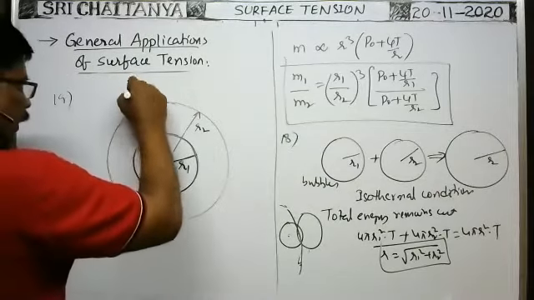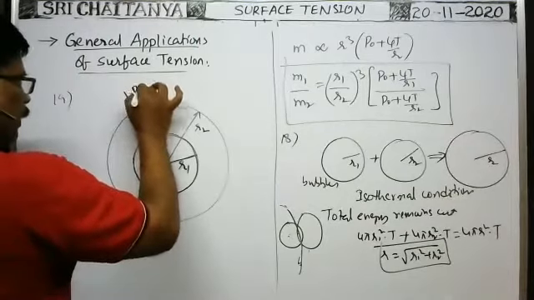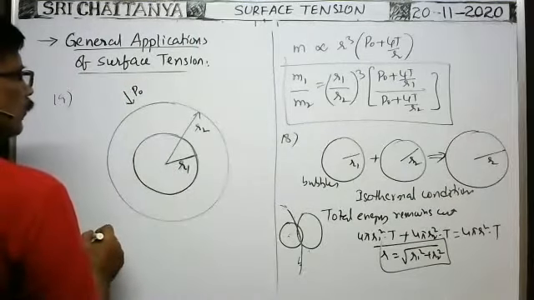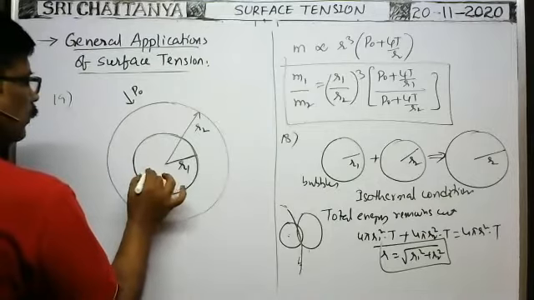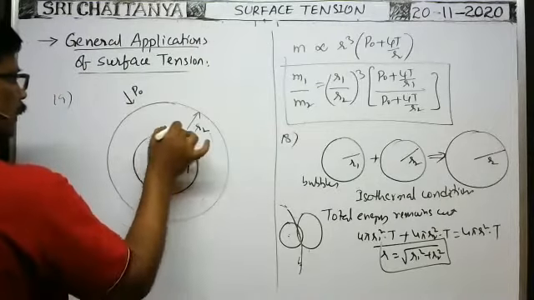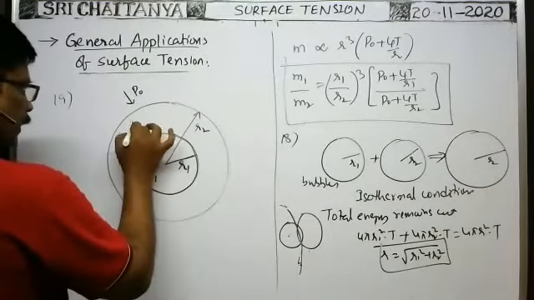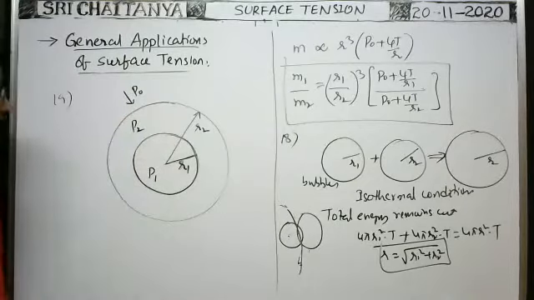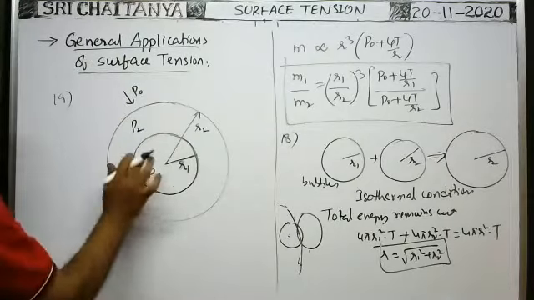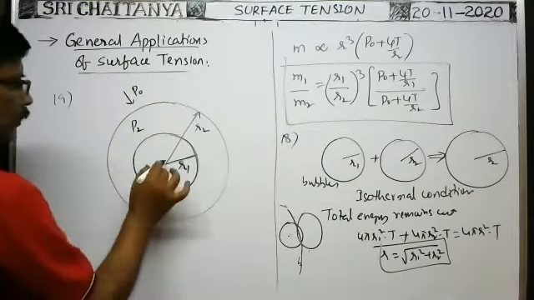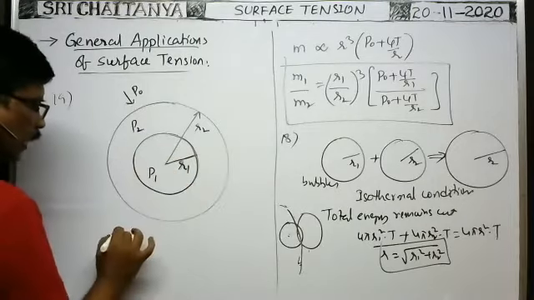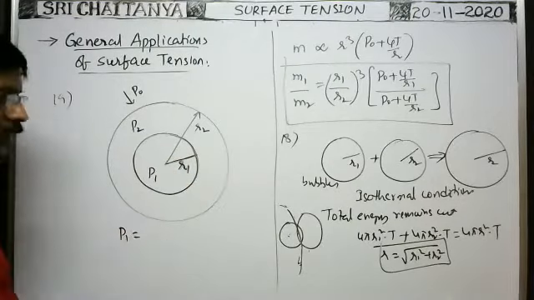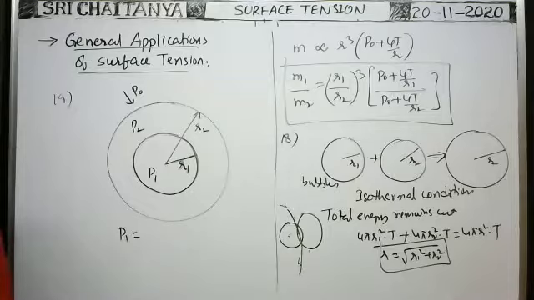Outside this larger bubble, of course, atmospheric pressure acts. Inside the smaller bubble, suppose the pressure is P1. Inside the larger bubble, the pressure is P2. Okay, what is pressure P1? What is the total pressure inside the smaller bubble?